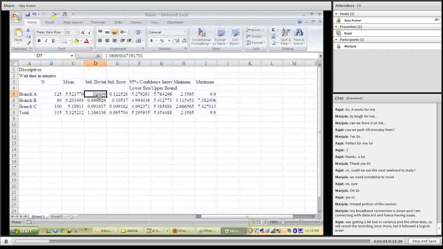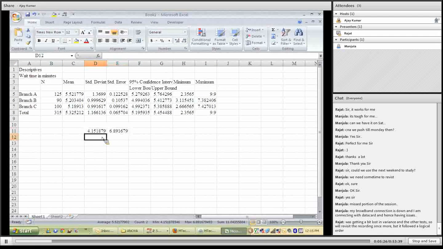And then mean plus standard deviation. So this is my range between 4.1 minutes to 6.8 minutes. This is the range of waiting time which almost 68% of visitors have witnessed in branch A. Are you making a meaning out of it?